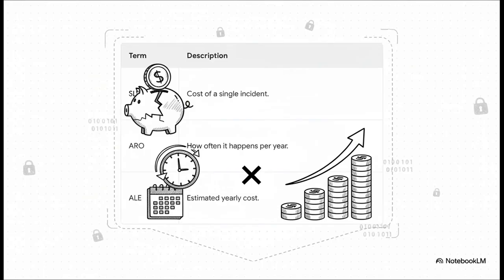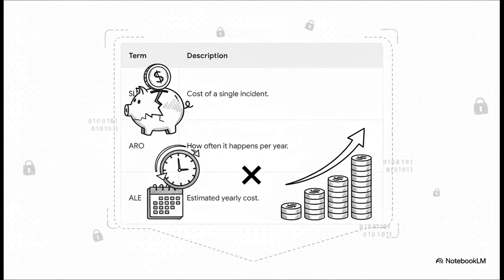for. To get a grip on the money side of things, we use a simple but really powerful formula. First, you figure out the single loss expectancy, or SLE. Let's say a specific server gets hit with ransomware and it costs you $100,000 to fix everything. That's your SLE. Next, the annual rate of occurrence, or ARO.